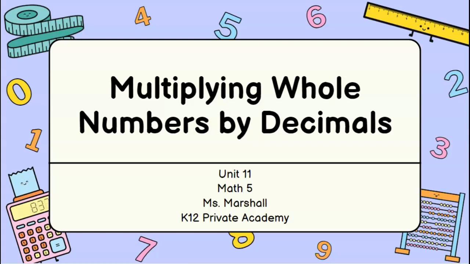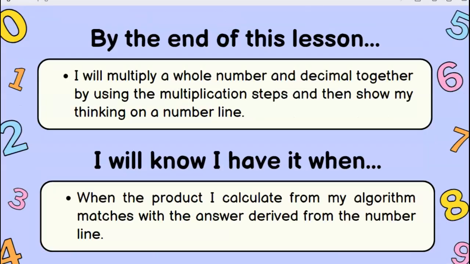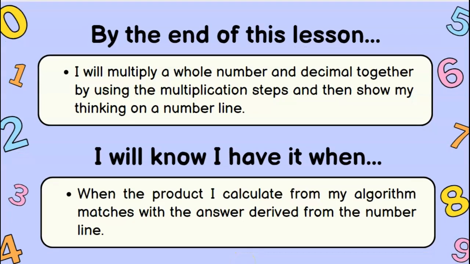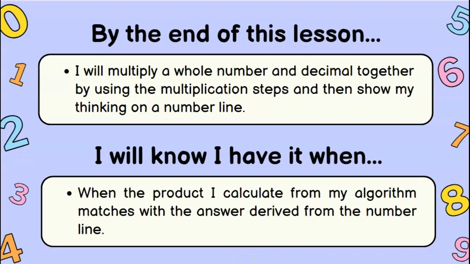Today's topic is multiplying whole numbers by decimals from Unit 11. By the end of this lesson, you'll be able to multiply a whole number and a decimal together by using multiplication steps and then show your thinking on a number line. You'll know you have it when your product from your algorithm matches the number line that you create for the problem.